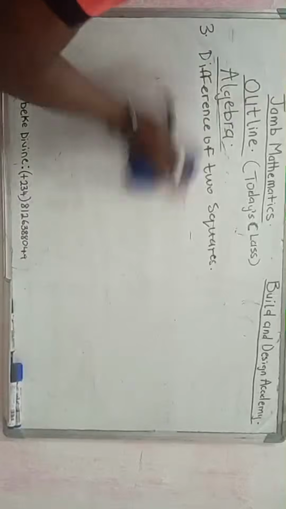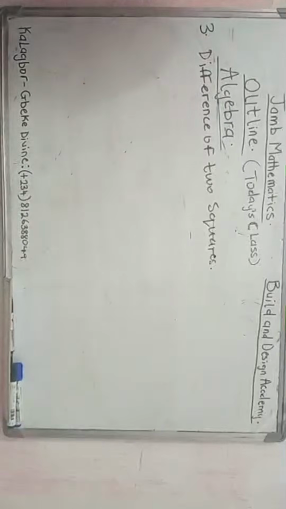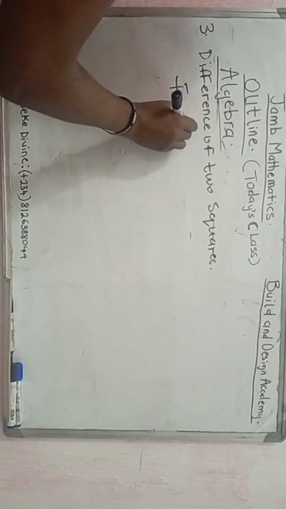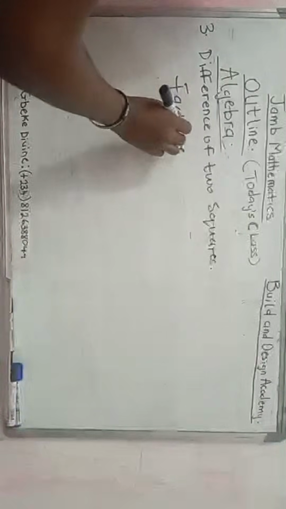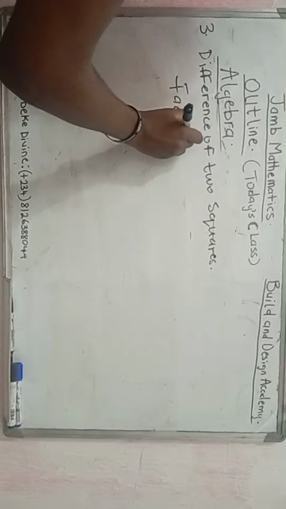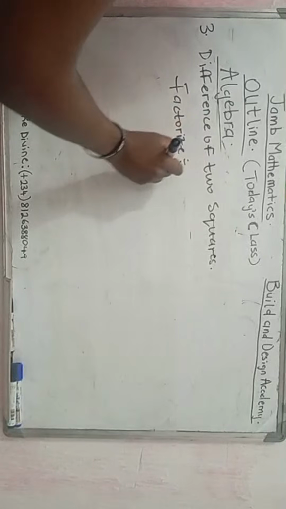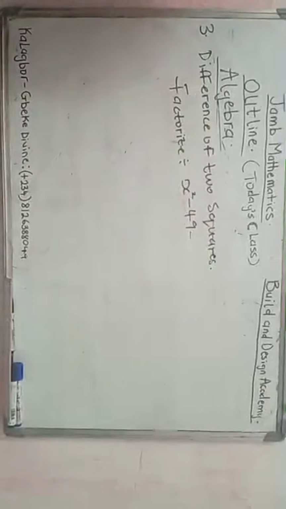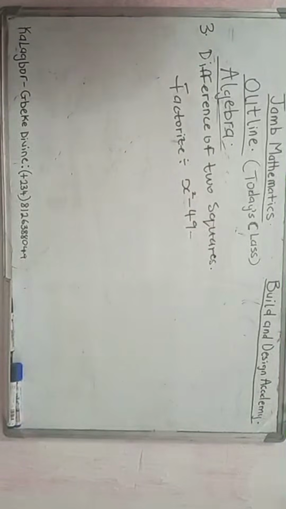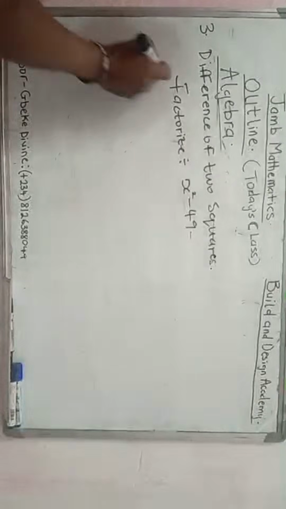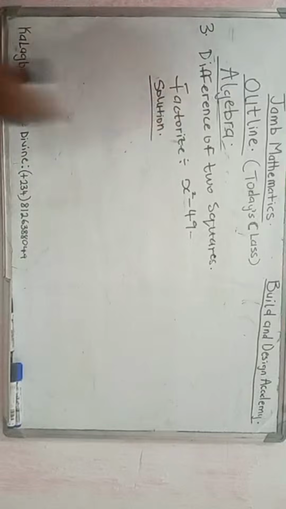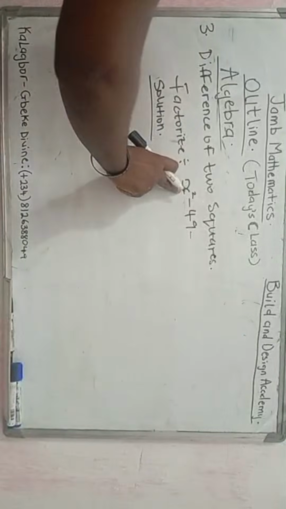Let's look at some examples. Factorize x squared minus 49. Now, first of all, step 1, solution. We'll look at the first step. Is this a perfect square?